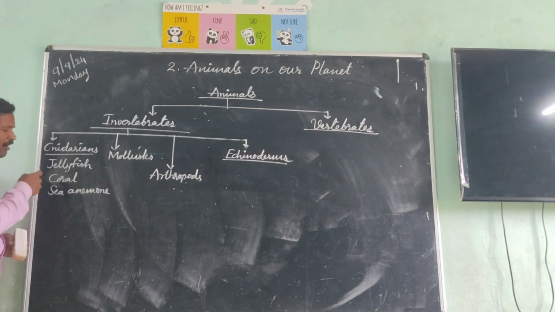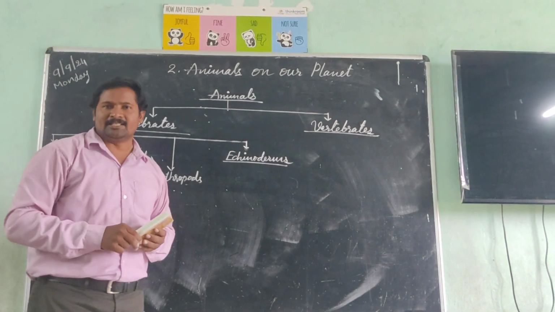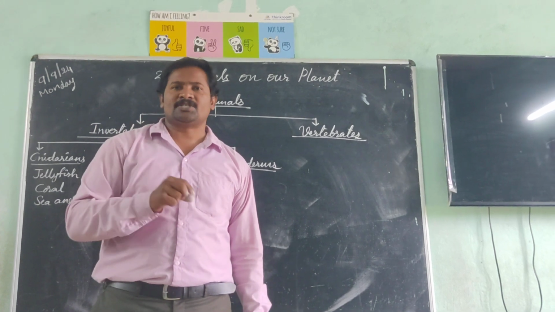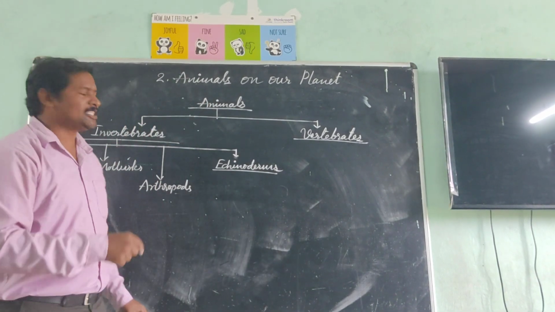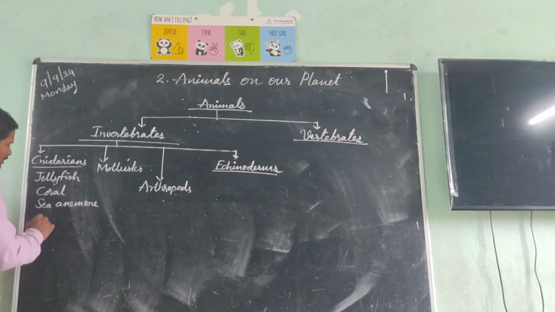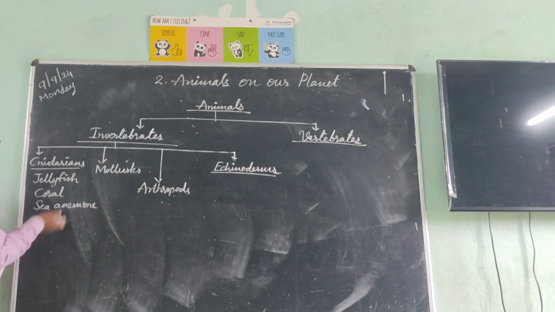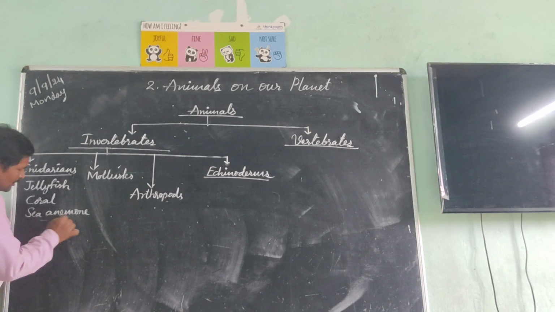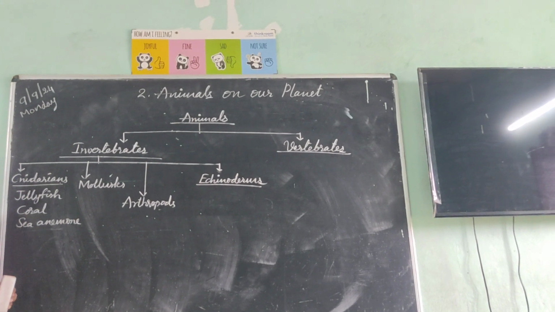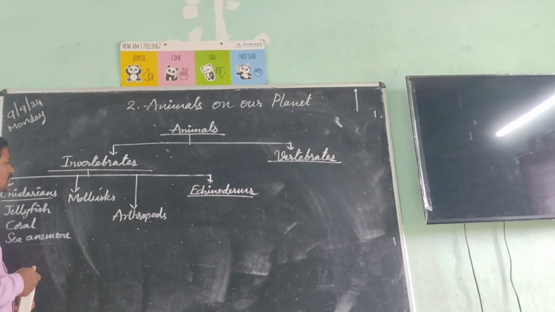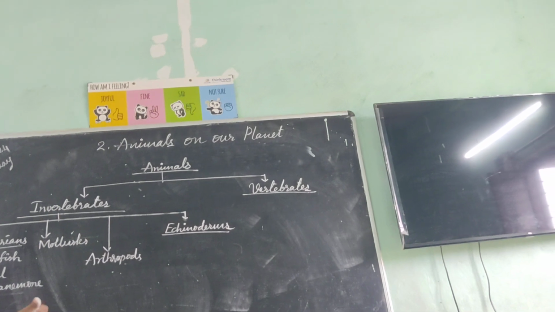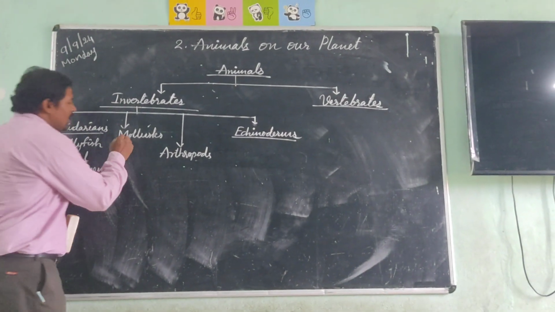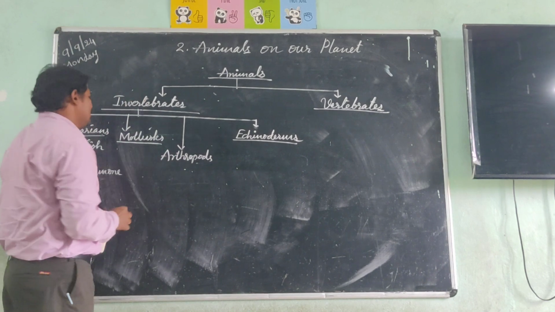Actually they have special organs called tentacles, and on the tentacles they have stingers for catching their prey. This is a special organ that they have for catching their prey. Some more examples you can get from the book. Refer to the study book so that you will get more examples for this class of cnidarians. Then what about these mollusks?